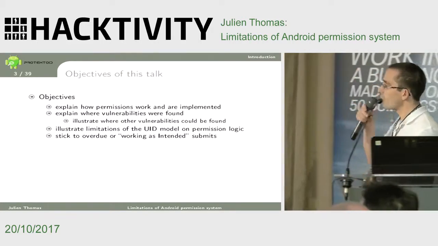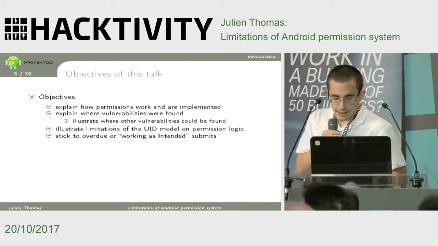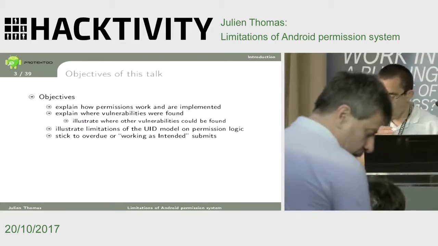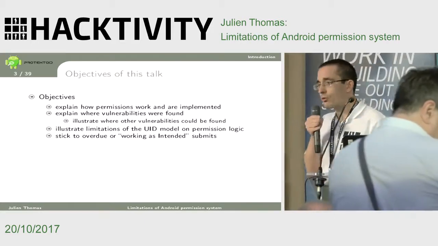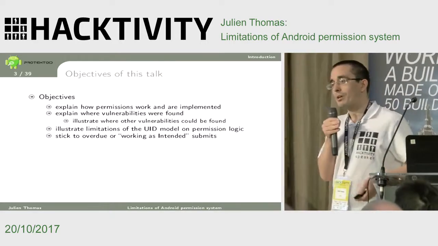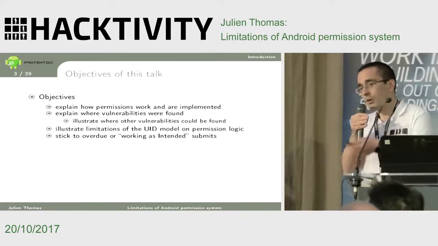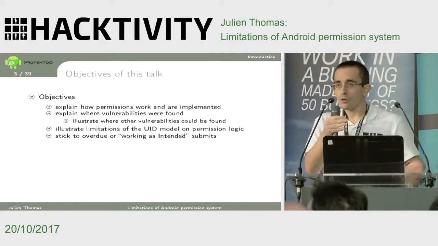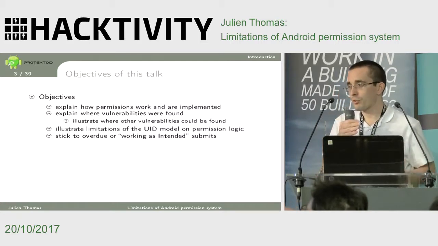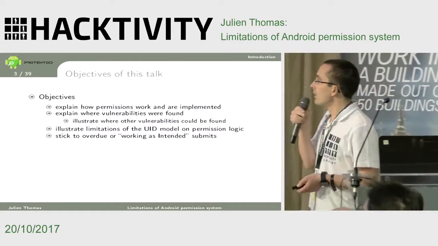First of all, the objective of this talk, because I think it's always very important to explain why we talk. The objective is to explain how permissions work and are implemented in Android, because I think it's a very interesting subject. It's also to explain where vulnerability was found, what kind of vulnerability, and where it was found. Because when we explain that, it also leaves the audience with something after the talk: what can they do to extend the presented subject.